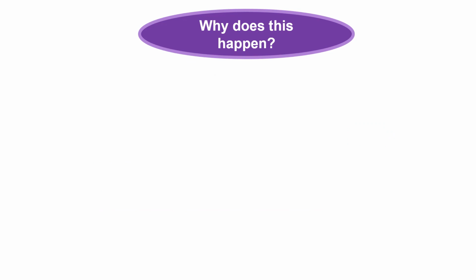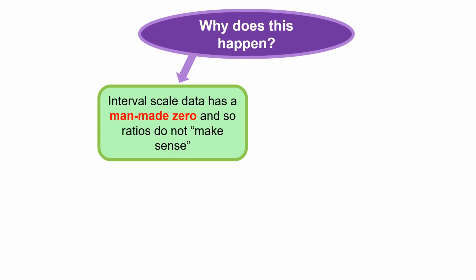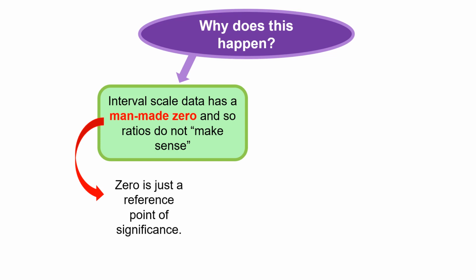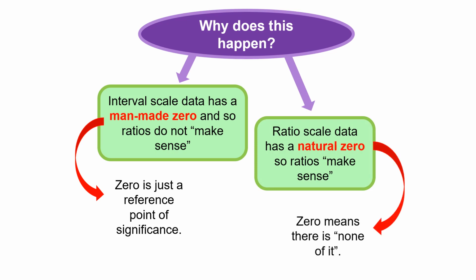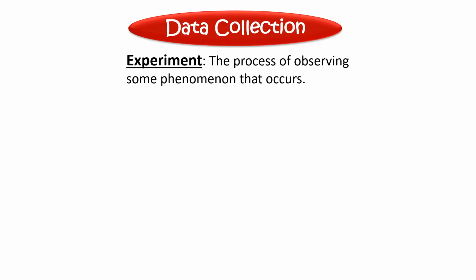So what then? An interval scale has a made-up 0, and therefore ratios do not make sense in this case. That's any variable that has an interval level of measurement. It has a made-up 0, and so ratios won't make any sense. So 0 is just a reference point in such a case. But a ratio scale has a natural 0. So zeros make sense here, and 0 means there is none of it.